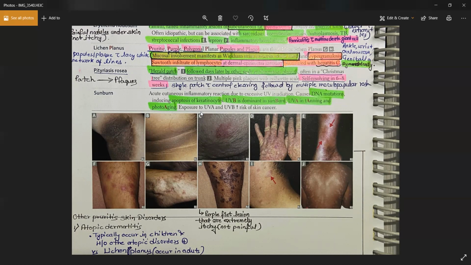Then you have the sunburn, and sunburn is because of the UVB. Okay, and UVA can cause the tanning and the photo aging. If you remember the lectures from biochem, we discussed photo aging. Because UVA remains in the superficial layer of the skin, it can cause the tanning and photo aging. While UVB will be deeply absorbed in the skin and it can cause skin cancer and sunburn, right?